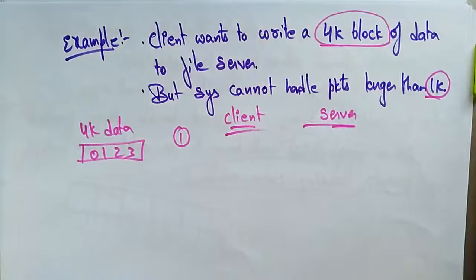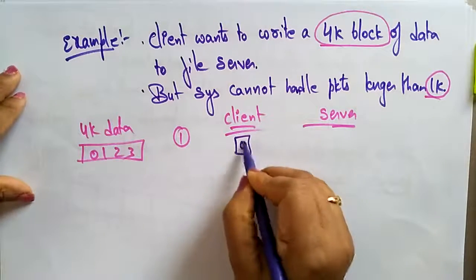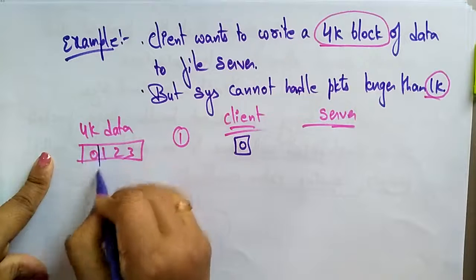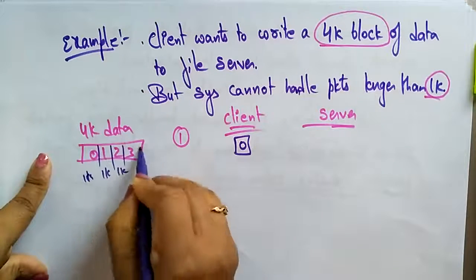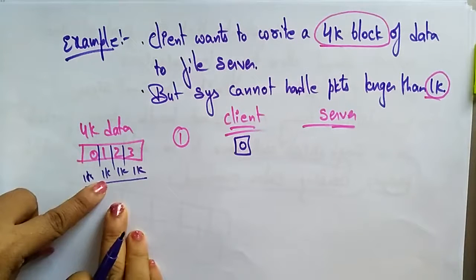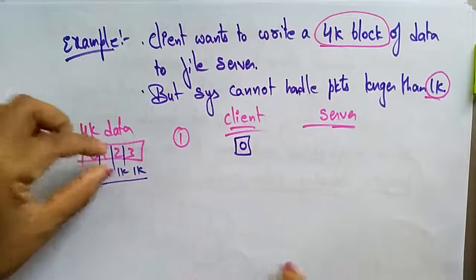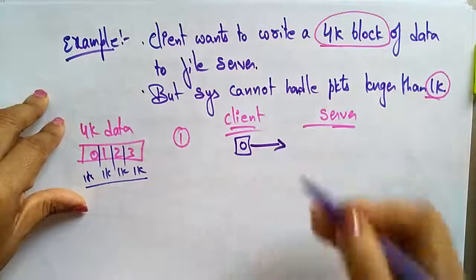There are two methods out there that I can use to send the 4K of data. First is, the complete 4K of data I divide into 1K, 1K, 1K, 1K, total 4K. So the first 1K I take as packet 0, another 1K as 1, 1K as 2 and 1K as 3. Means total 4 packets I make.